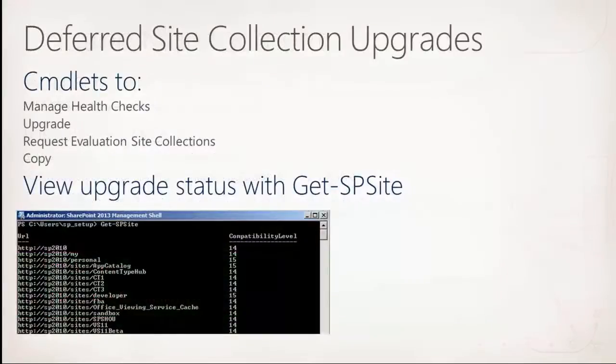The deferred site collection upgrades have commandlets to do various things. So some of the things you see in central admin already, like the manage health checks, you can upgrade there, and you can let your users do that and all that. And you can request evaluation site collections and all that fun stuff. So we're going to look at some of these great commands. I'm pretty excited about some of them, and if you're a developer, they're really of use. You can see the upgrade status of your sites with Get-SPSite. And in the screenshot there, you'll see it indicating 14 or 15, which effectively tells you which version of SharePoint it's running, 2010 or 2013.